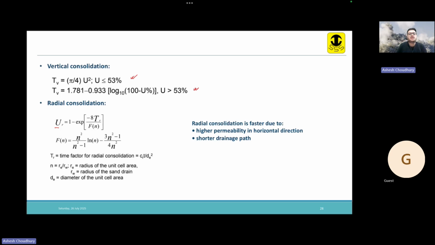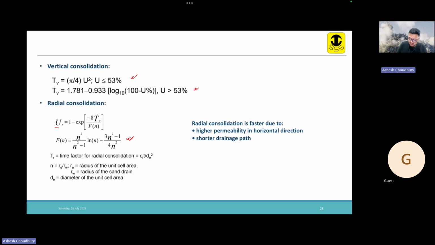Now for radial consolidation, how to find out this UR, capital U R? Capital UR is given by 1 minus exponential of minus 8TR by F(n), where F(n) is also given to you. Now what is TR? TR is nothing but the time factor for radial consolidation. This is CRT by DE square, where DE is the diameter of the unit cell area. N is the ratio of the radius of the unit cell area by the radius of the sand drain, and TR is the time factor.